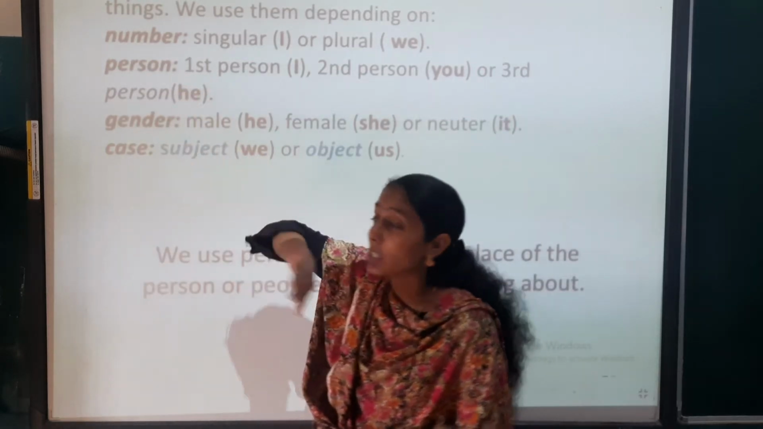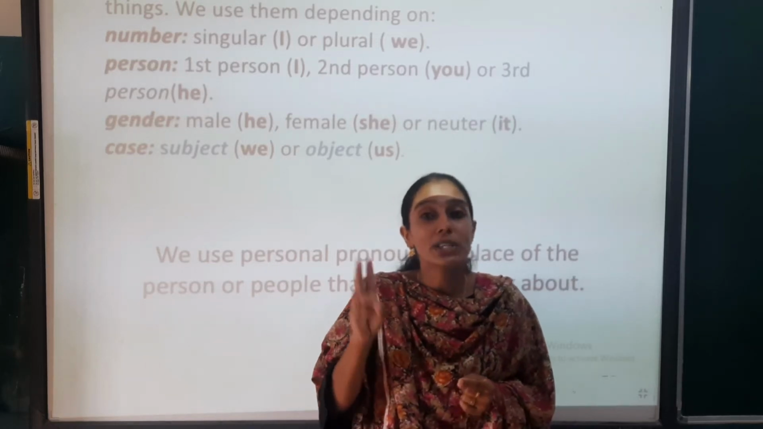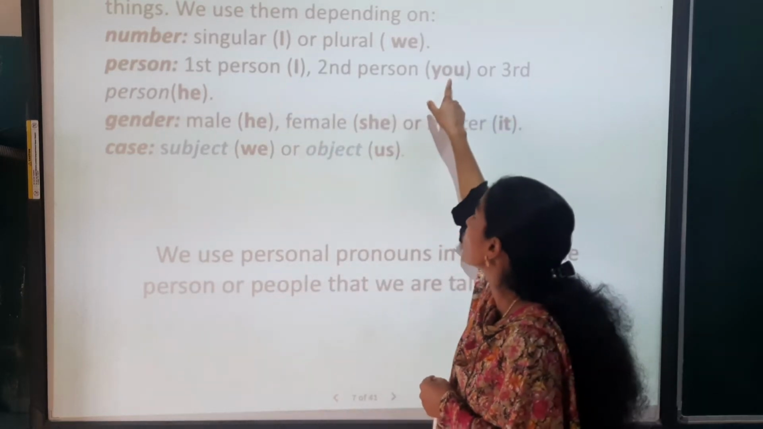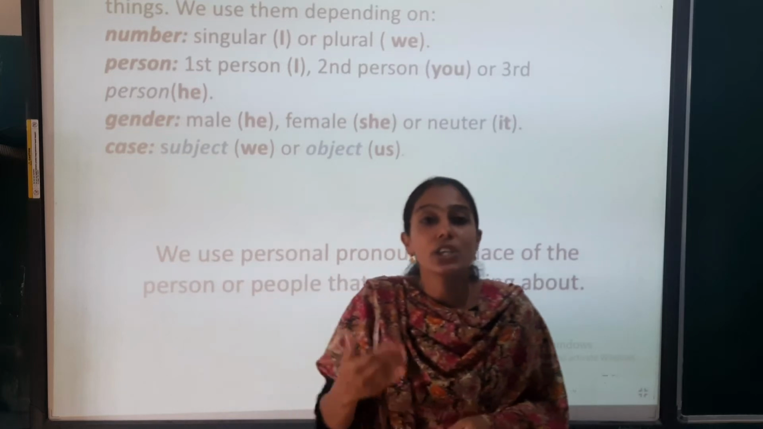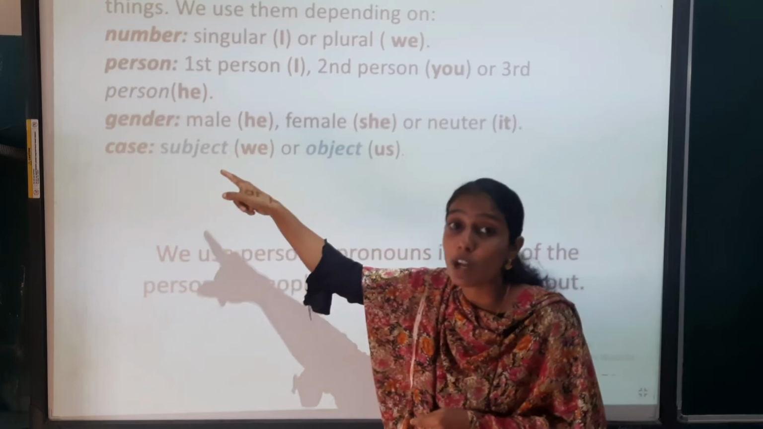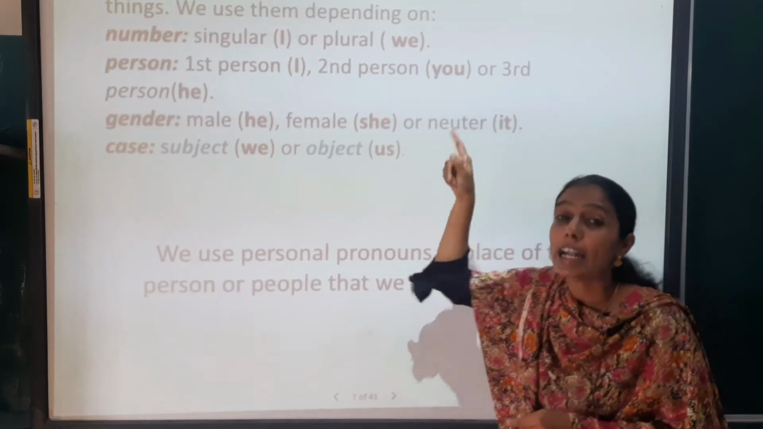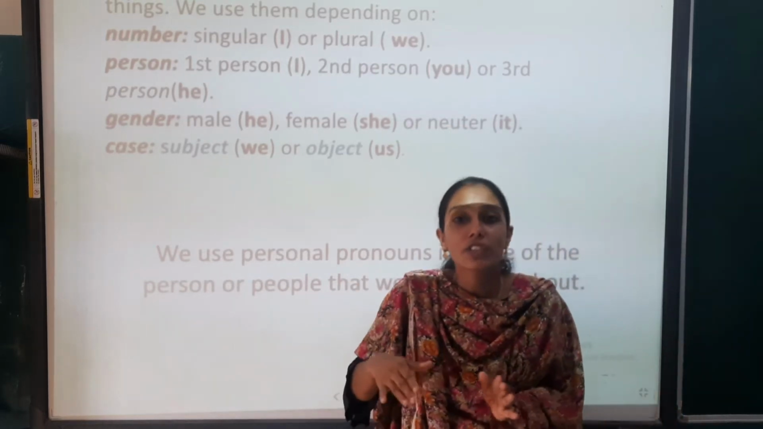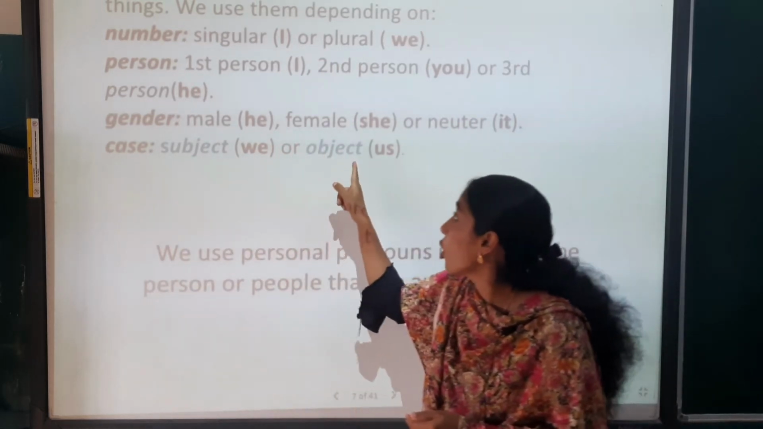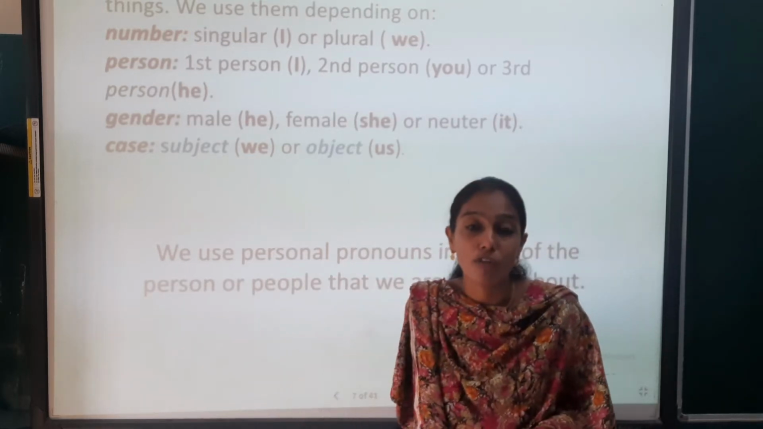Then depending upon person, we have three persons in English: first person, second person and third person. First person is I, second person is you and third person is he, she, her. Then depending upon gender, whether it's masculine gender or feminine gender: male, he; female, she; and neuter gender. Neuter means non-living thing, so what do we use for it? It. Then case, it's subject or object. We is the subject. Us is the object.